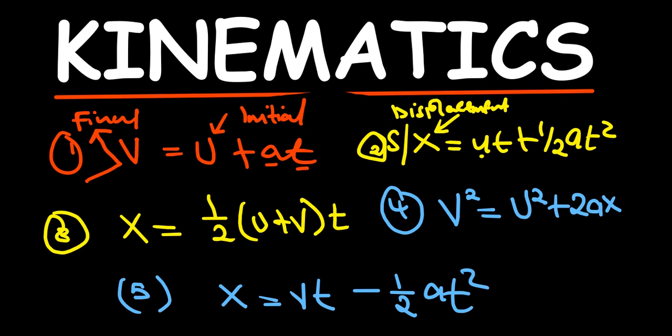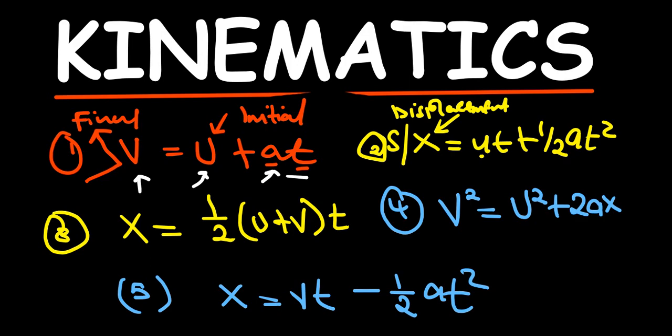So these are the 5 equations of motion. So how do you choose which one to use when you are given a question? It all depends on the quantities that you've been given in the question. So if in your question you have the final velocity, the initial velocity and the acceleration, then you can use it to find time.